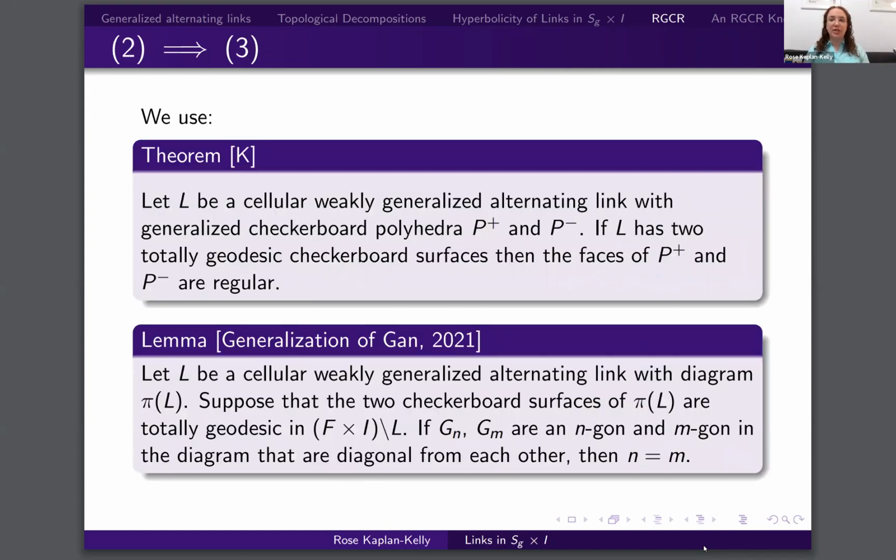Next, let's assume that we have two totally geodesic checkerboard surfaces, and we want to see why that implies anything about the diagram of the link. What goes into this are these two results. So first, we show that if our link has two totally geodesic checkerboard surfaces, then the faces of these two generalized polyhedra that its complement decomposes into will be regular. And second, we extend Gahn's work to show that if we have two totally geodesic checkerboard surfaces, then if we have an n-gon and an m-gon that are diagonal from each other with respect to a vertex in the diagram, then n must equal m. So two polygons that are diagonal with respect to a vertex must have the same number of sides.